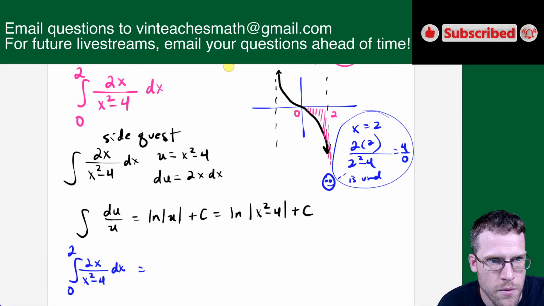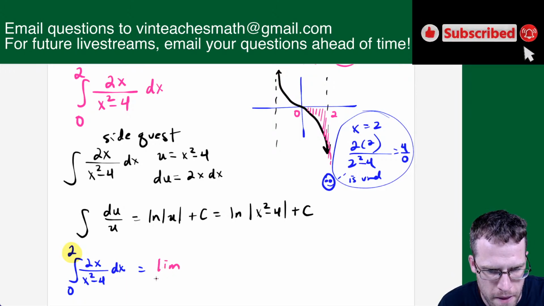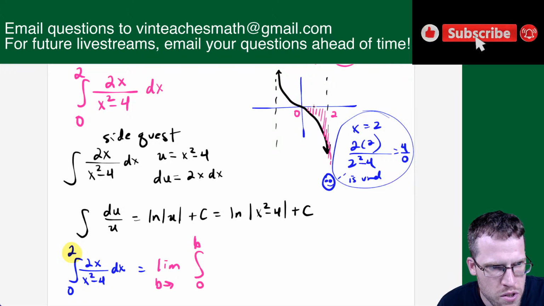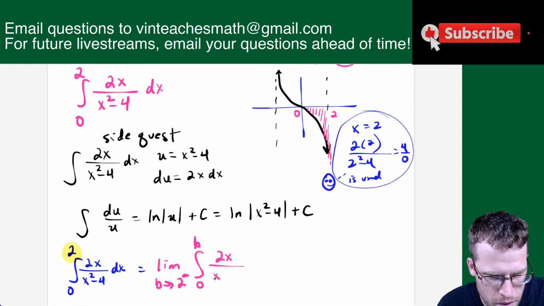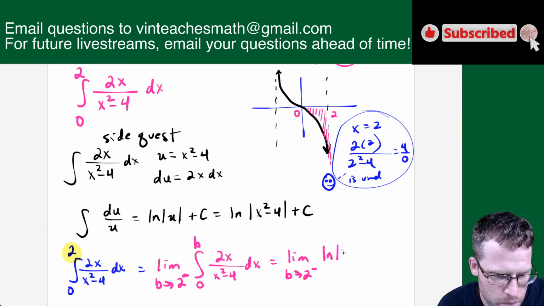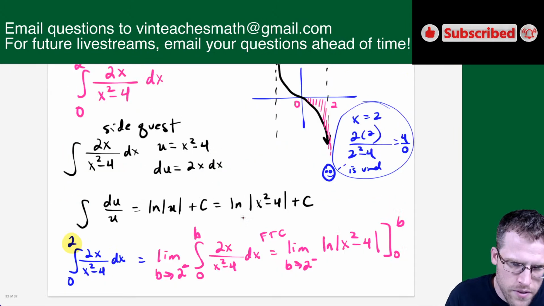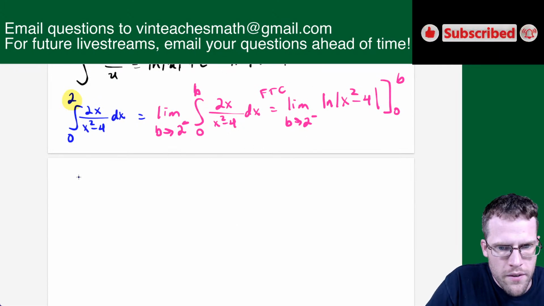So the piece that is the problem is what I am going to replace. I'm going to say the limit as, let's say, the letter b approaches 2, so I'm going from 0 to b instead. And b is approaching 2 from the left side of 2, with 2x over x squared minus 4 dx. The reason I like to go through the side quest first is that now we're just going to do the antiderivative, going from 0 to b. So we're using FTC1, the fundamental theorem of calculus. Some people call that one FTC2, but there we go.